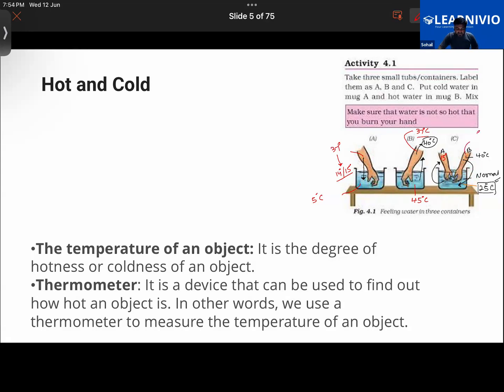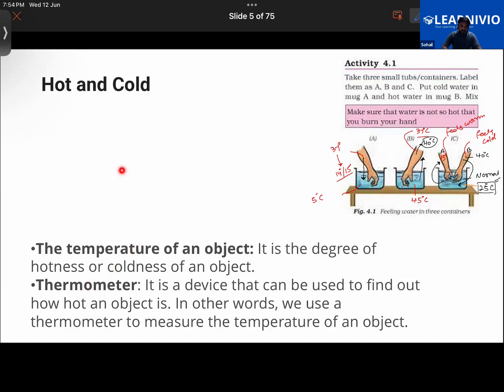This hand feels colder, and this feels warm. Understood the concept or not? Yes. Very good. So your sense of touch is not always a reliable method. So thereby you'd be using a thermometer, which you'd be learning in a minute, right now.